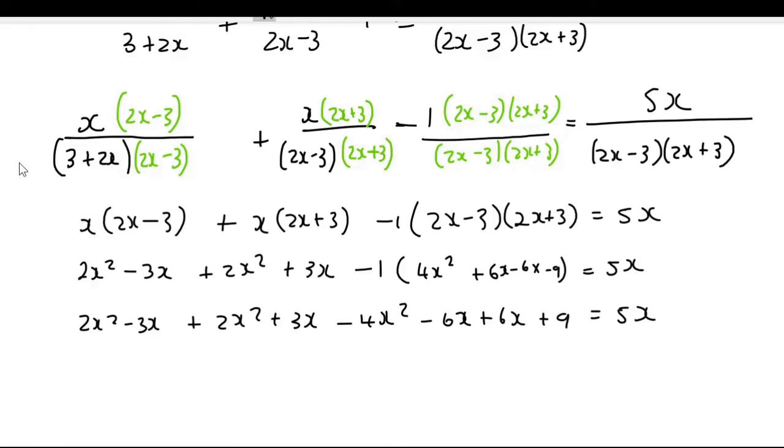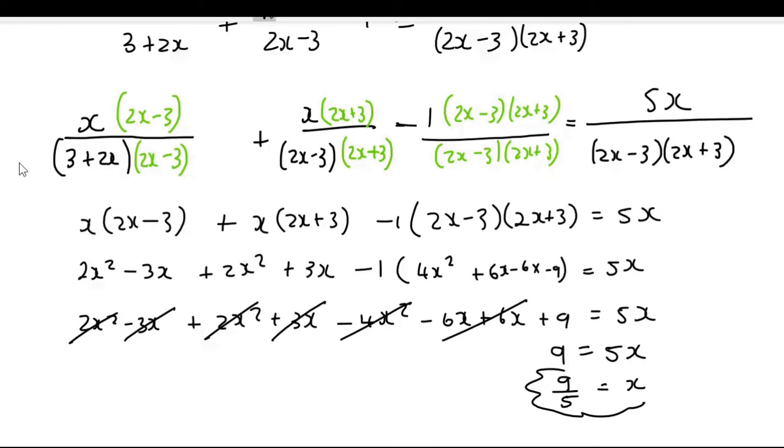So what happens here is that these x squares actually cancel because 2 plus 2 is 4 and then minus 4. And then these x's cancel. And then these cancel. My goodness, so we actually just end up with 9 is equal to 5x. And so x is going to be equal to 9 over 5. And that is our only answer.